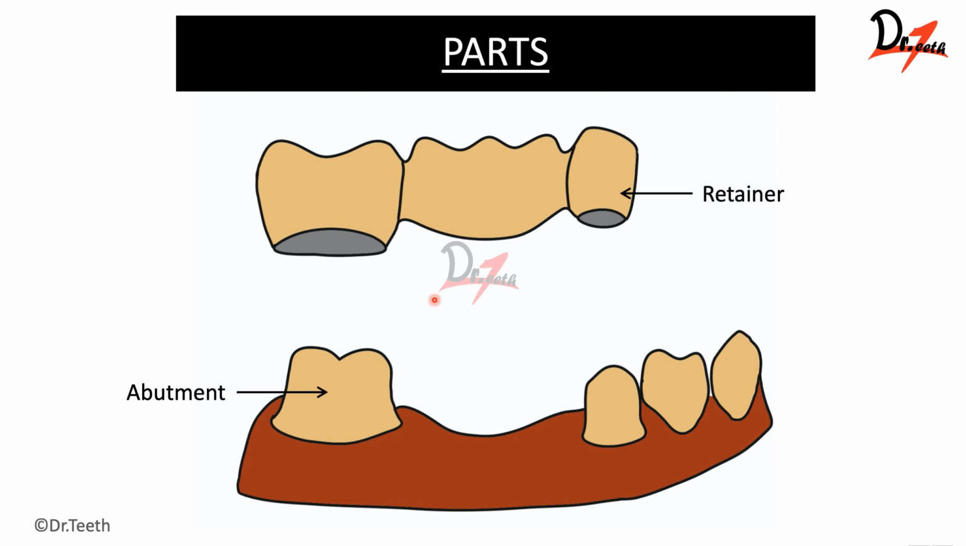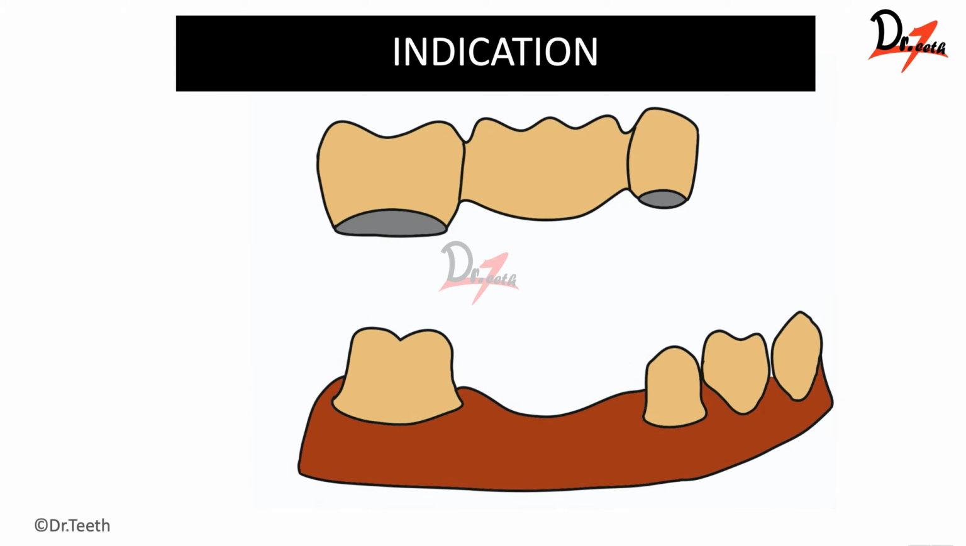And finally, this is the retainer. The retainer is the part that will be cemented onto the abutment, that is the natural tooth or implant or root. It can be anything. Now let us see what are the indications of fixed dental prosthesis.